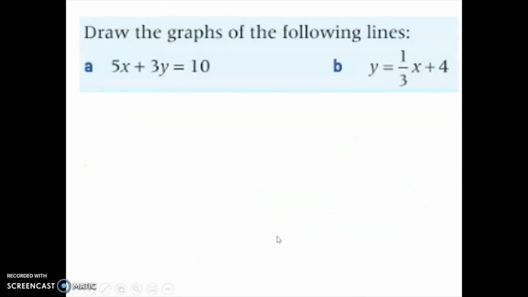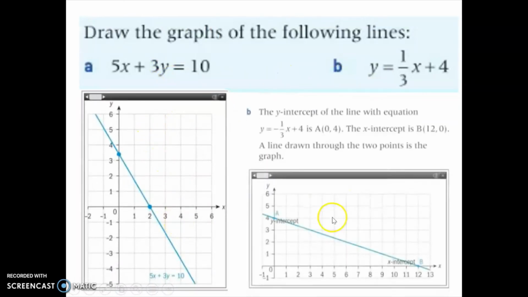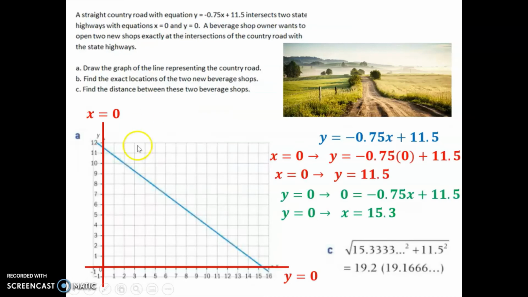All right, a couple more. Draw the graph of these two lines here. First one looks like this. Second one looks like this. In this case, we could have used the approach we just did in this last problem. It's very important to know when you have a line in any form, you can find the x and y intercepts by making x 0 and making y 0.